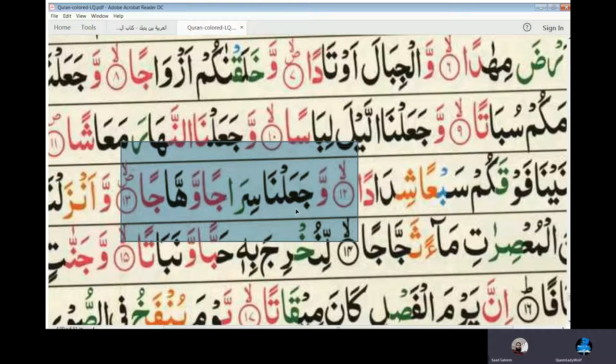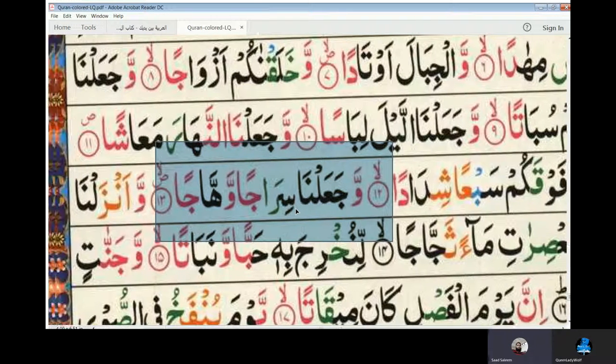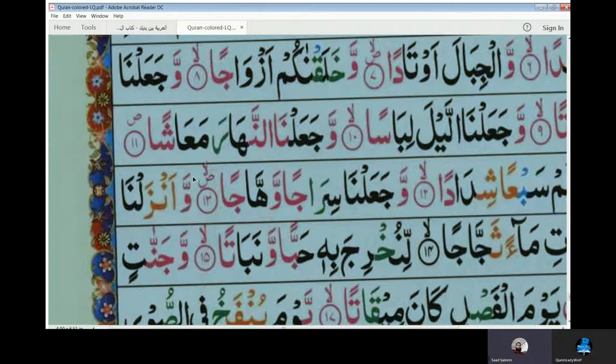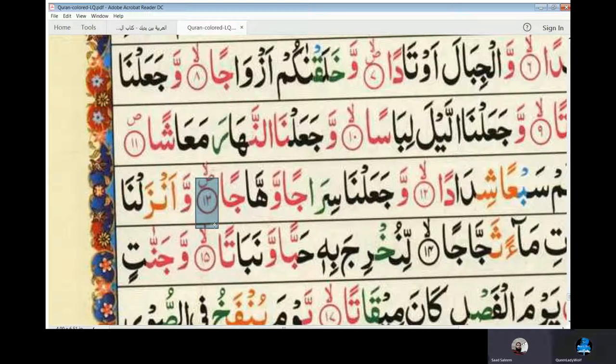وَجَعَلْنَا سِرَاجًا وَهَّاجًا. Good. Note this number: ayat number 13. We have completed ayat number 13. I'm going to write that down right now. Slide 33 and 13. Inshallah, next one will happen.